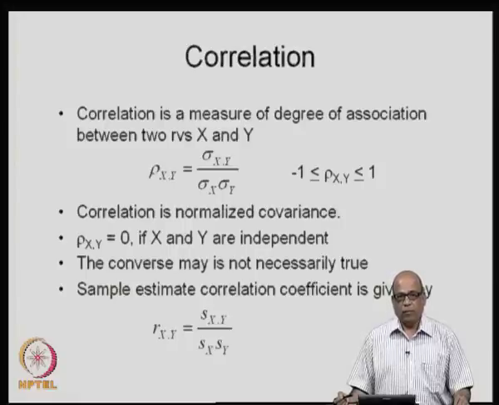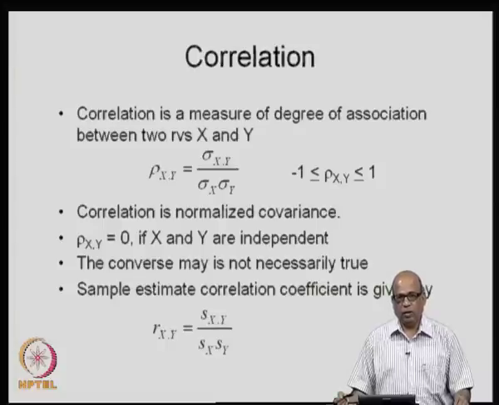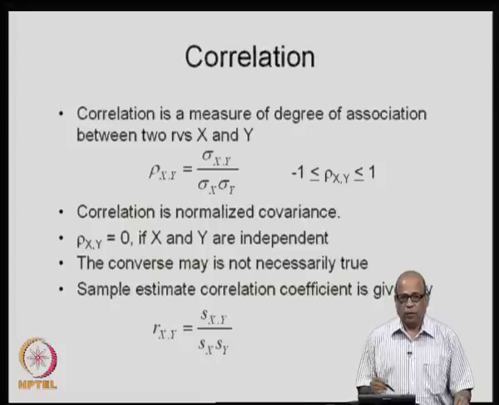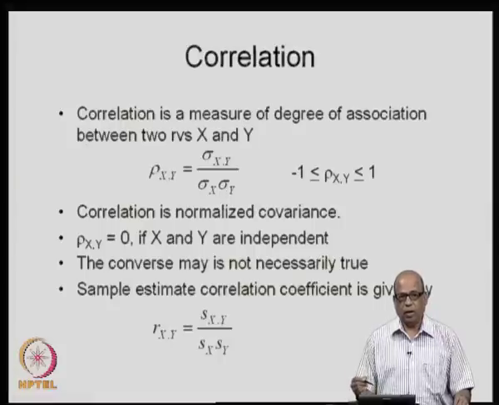Remember, if x and y are independent, the correlation coefficient is 0, but often we confuse it the other way around: we often confuse a correlation of 0 with x and y being independent. It is not necessarily true. So, the fact that correlation is 0 should not directly imply that x and y are independent. However, if x and y are independent, then correlation will necessarily be 0.